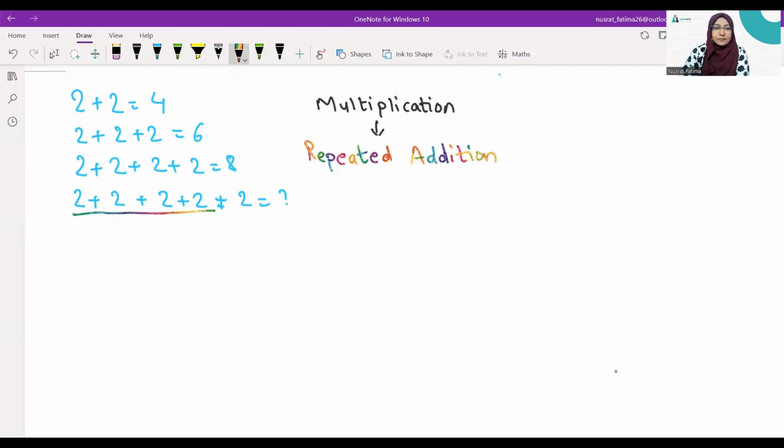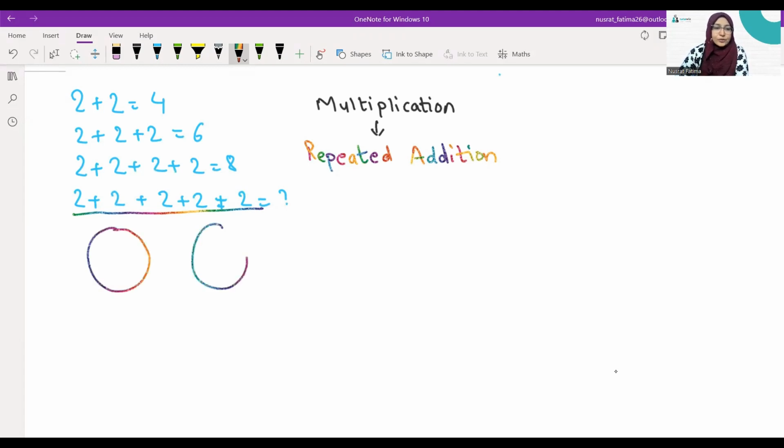This is what you're doing: adding 2, 5 times. Repeated addition. This is actually multiplication. We can get our answers easily if we multiply numbers instead of keep going on adding. So let's see an example.